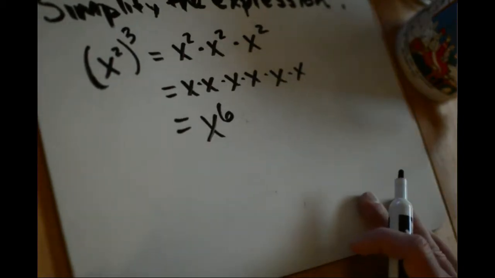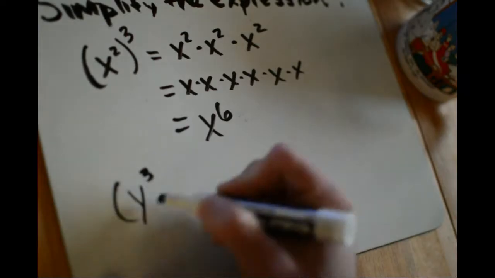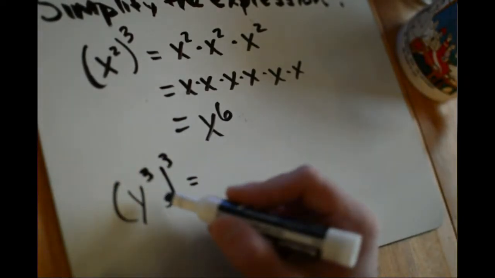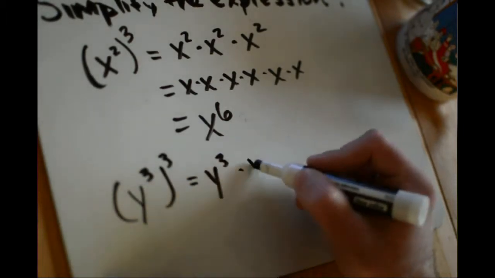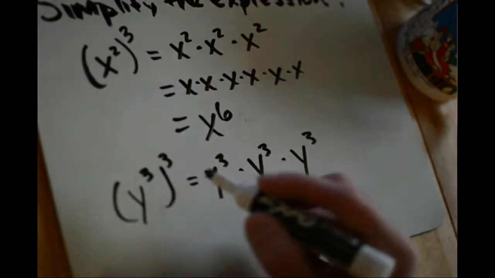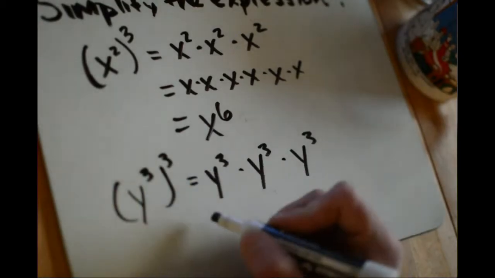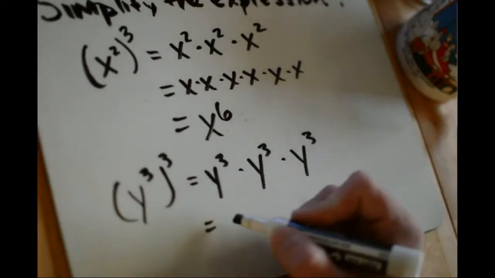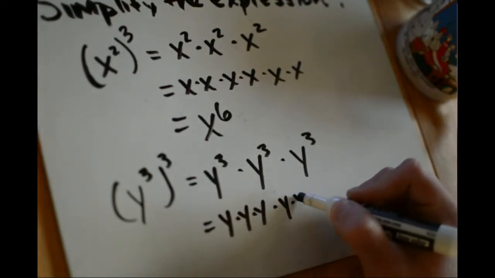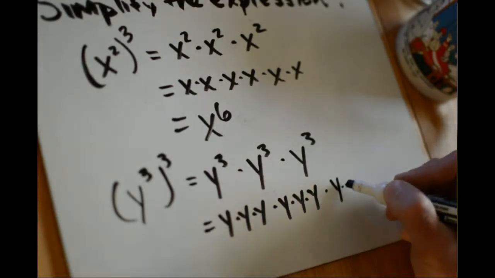Let's look at one more here. If we take something like y to the third and raise it to the third, well, we have 3 factors of y to the third. So that's y to the third times y to the third times y to the third. All we did is took this base of y to the third and wrote it out 3 times because that's what the exponent was. Now each of these will be expanded out, so that y to the third is 3 factors of y, that y to the third is 3 factors of y, and that y to the third is 3 factors of y.